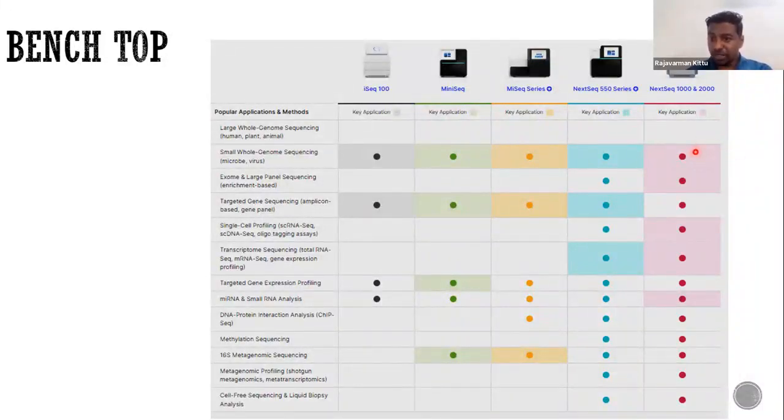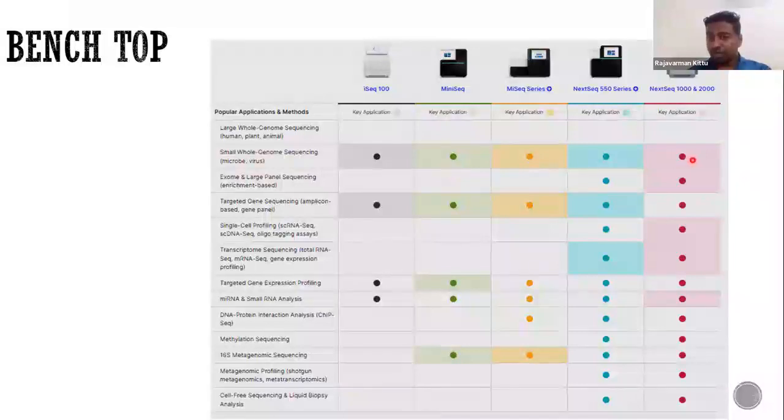So the broader machines can do anything and everything. When I say anything and everything, it means including your smaller organisms, be it a fungus, virus, bacteria, or any kind of microbes, and the humans. But when we say benchtops, for humans you can do only targeted panels, but for microbes, even if it is a smaller number of samples, the benchtop will solve the problem. So in that case, MiSeq is mostly preferred for small whole genome sequencing of microbes and viruses, right?